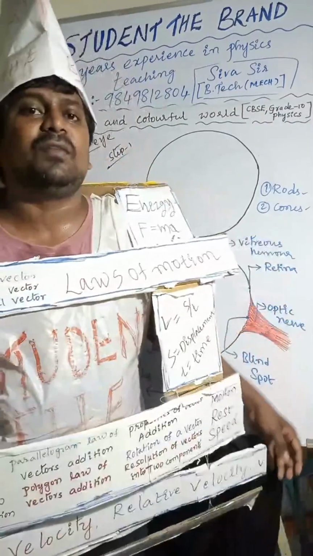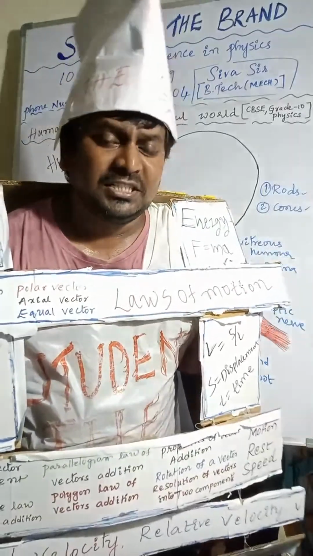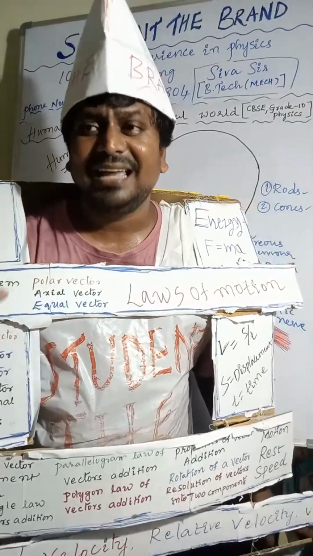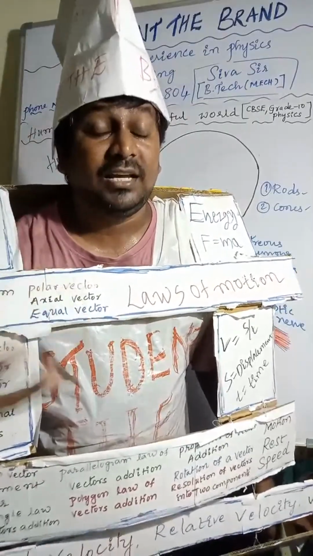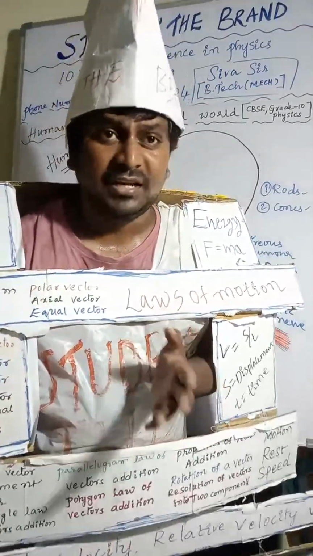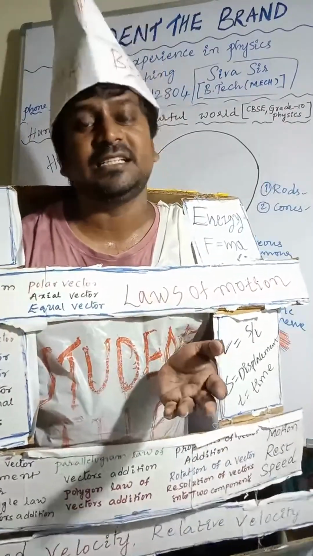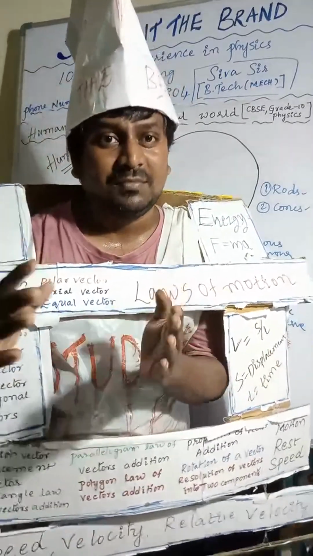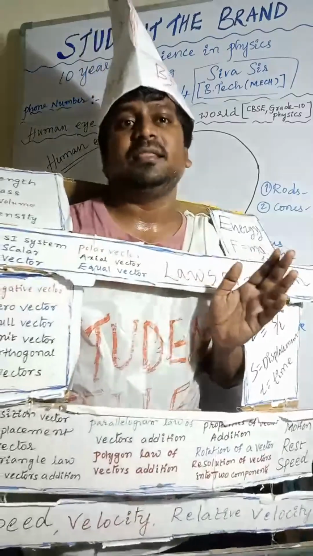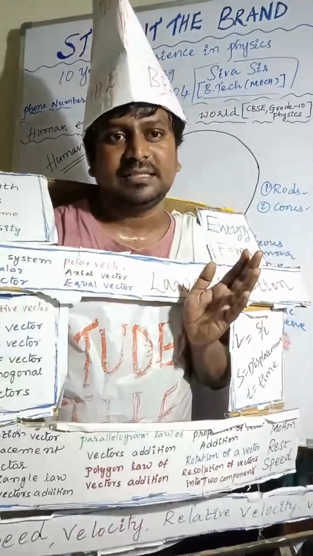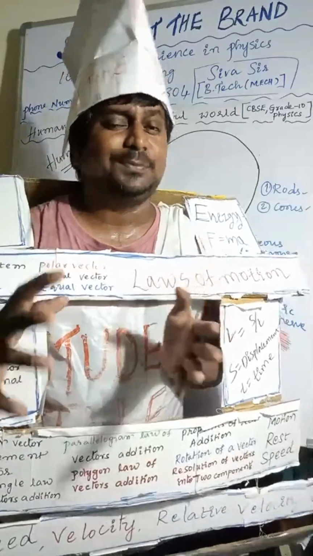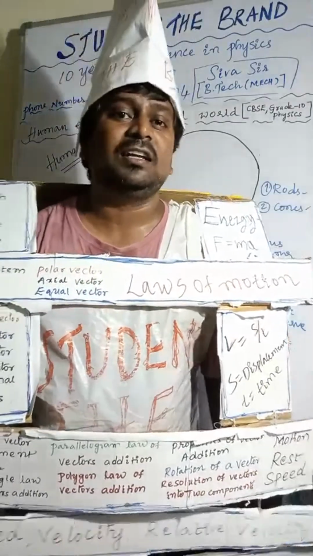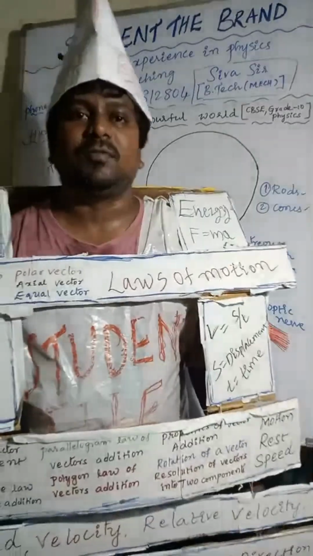So it is about power of accommodation. When you are seeing a nearby object, our eyelens becomes thick, and we can see the near distance object. When you are seeing a far distance object, the eyelens becomes thin and focal length increases. By that we are able to see the far distance object. That is about power of accommodation.